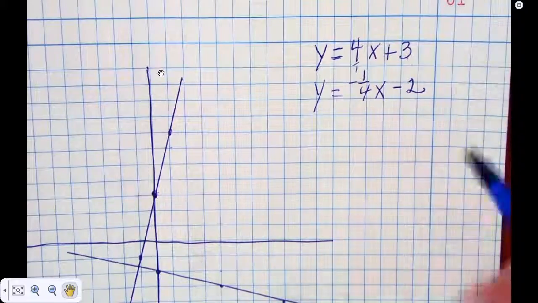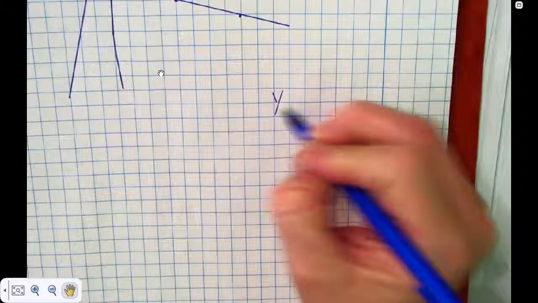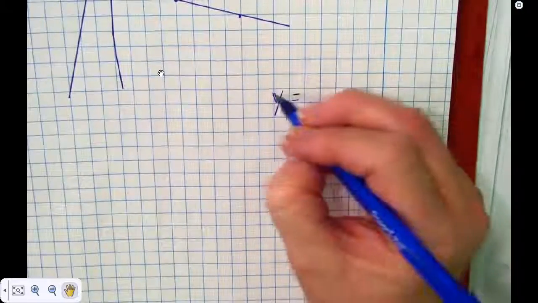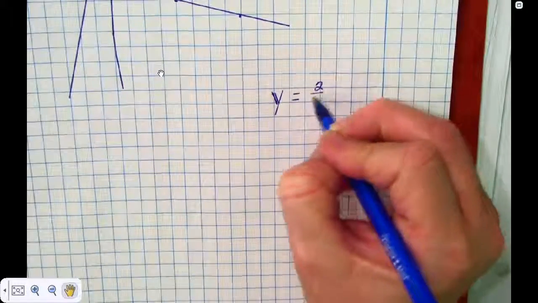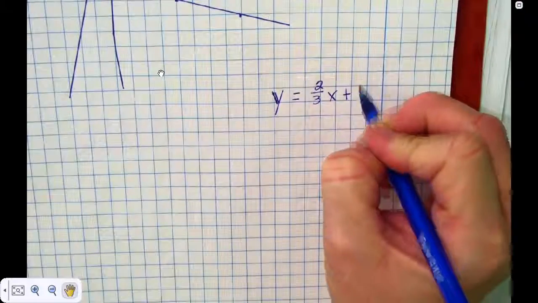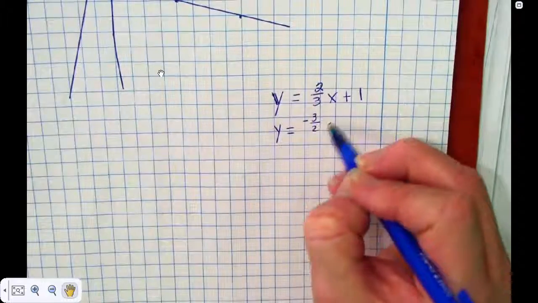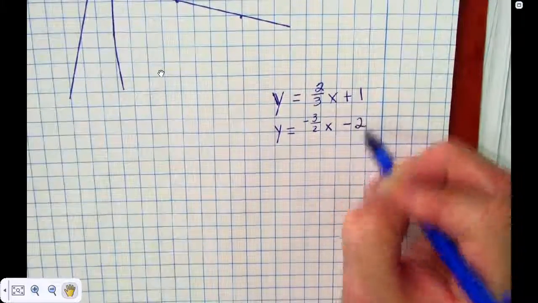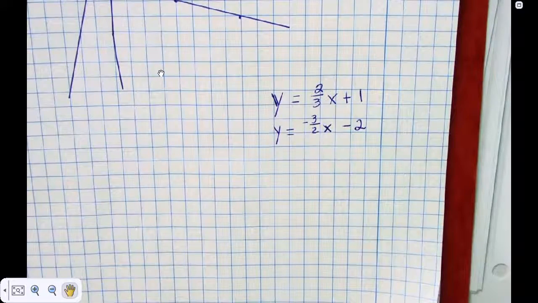Now, let's do another one. Right set. I'm going to keep mine. So now let's do y equals 2/3 x plus 1, and y equals -3/2 x minus 2. Go graph those two.